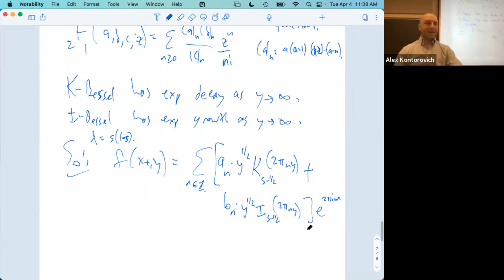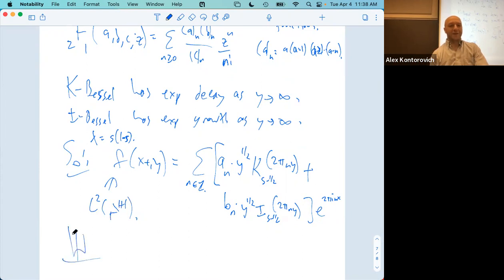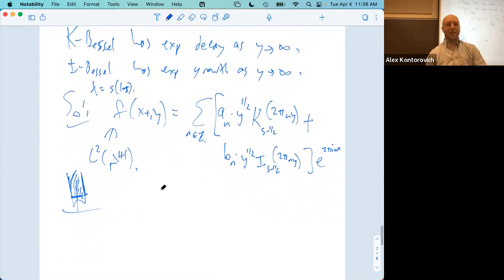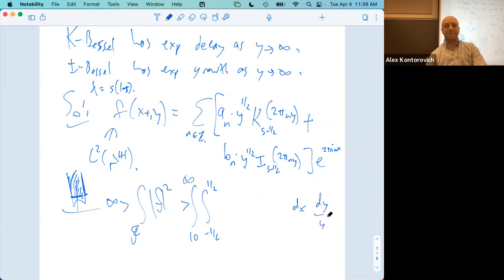Why am I going to toss out the I-Bessel function? Because if I want f to be in L2 of H mod Gamma, remember H mod Gamma is a fundamental domain like this. In particular, it contains a fundamental domain like this. And so the integral of f squared over a fundamental domain is finite. I'll make this even smaller by integrating just from minus 1/2 to 1/2 in x and from 1, or 10, whatever, to infinity, dy over y squared. Now, over y squared, because this is the invariant measure on the upper half plane, right? Haar measure dx dy over y squared.